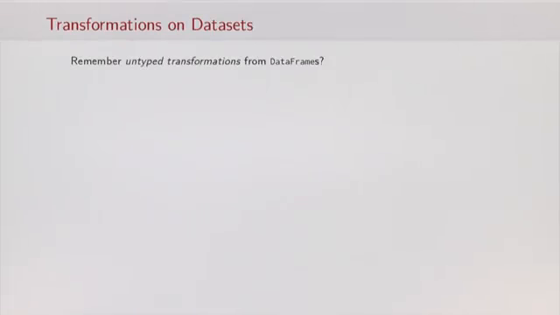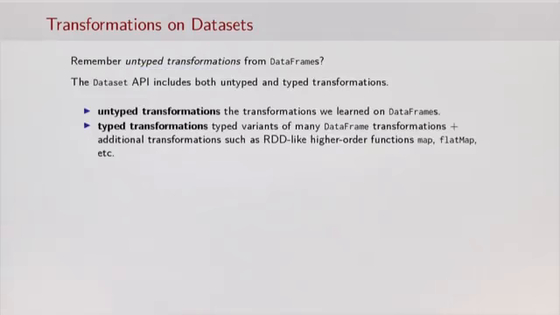Okay, so let's get right into the transformations on datasets. Do you remember how I kept on reminding you that transformations on DataFrames were called untyped transformations? Well, that's because the Dataset API introduces a whole host of typed transformations as well. So you have typed variants of some of the untyped transformations. On the one hand, we have these untyped transformations, which are the same ones that we learned in the DataFrame session. And then on the other hand, we have typed transformations. Like I said, these are typed variants of many of the DataFrame transformations. And then we also have additional transformations like these higher order functions on RDDs that we like so much.